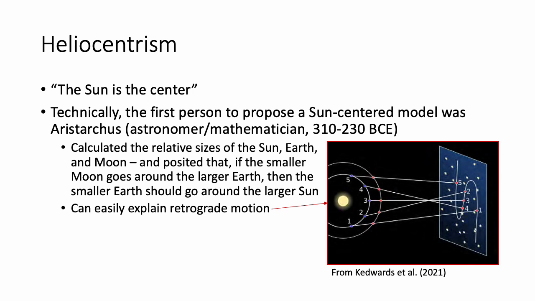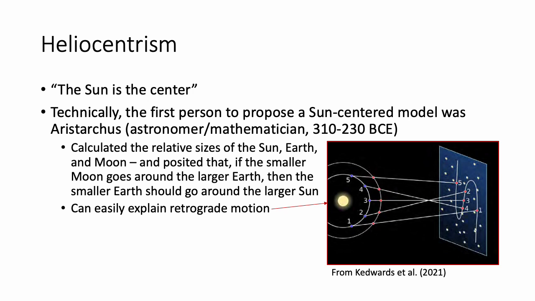He calculated the relative sizes of the sun, earth, and moon, and logically found that if the smaller moon goes around the larger earth, then the smaller earth should go around the larger sun. And that makes sense. And when you put the sun at the center, you can easily explain retrograde motion, unlike with geocentrism and epicycles. They started to find that it wasn't just one epicycle, but epicycle on top of epicycle to try and get the Ptolemaic model to work with what was being observed. So this was the birth of heliocentrism. It just didn't really take hold.